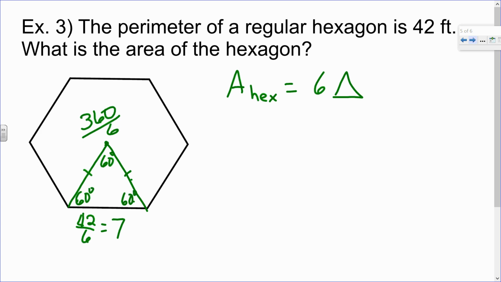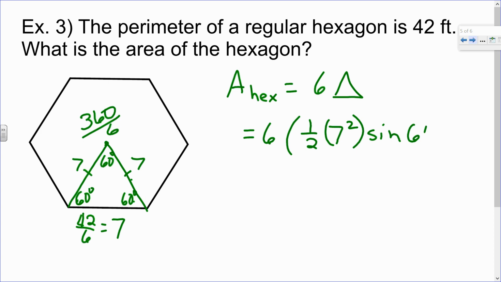Okay, so now, what else do I know about this triangle? The bottom side is 7. What else do I know? All of the sides are 7. So do you really want to do 1/2 BH on this one? No. So for this one, let's do our 6 triangles, and let's do 1/2 times 7 times 7 times the sine of the angle in between those two 7s. So let's see, 6 times 1/2 is 3. So let's enter 3 times 49 times the sine of 60 degrees and see what we have.